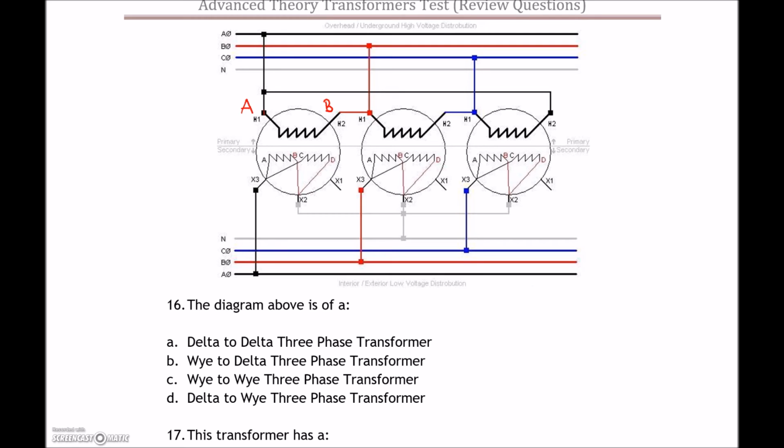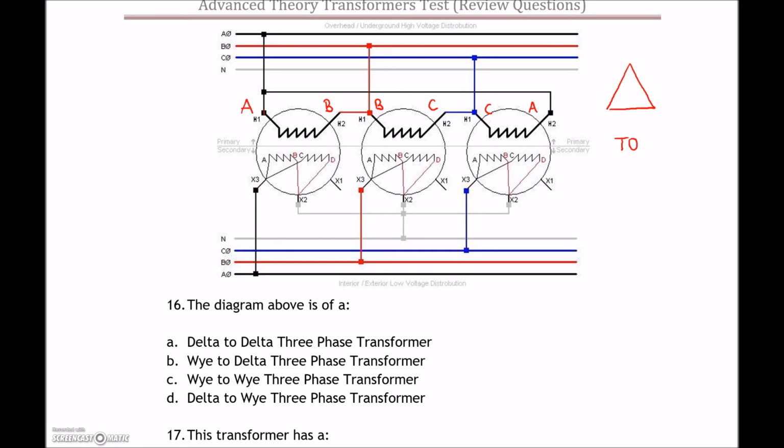So A to B. This one here is B, so this side of the winding is B. The other side of the winding comes over and references C. And this final winding here goes from C, and the other side of the winding goes back and references the A. Okay, so we can see there that our primary is a delta.